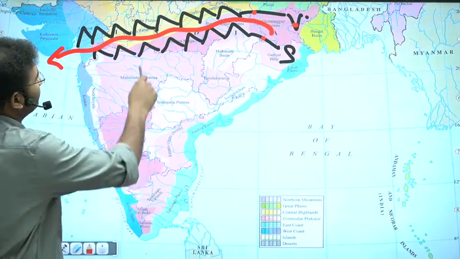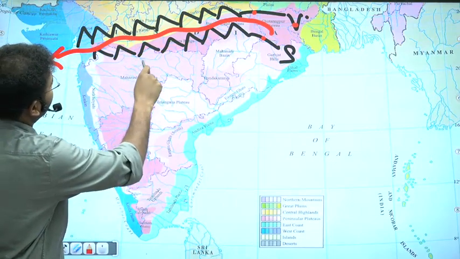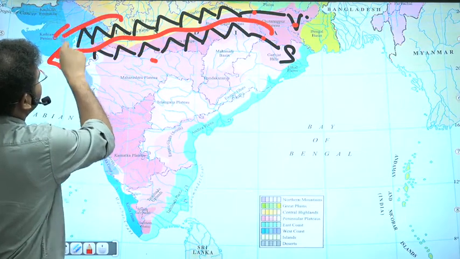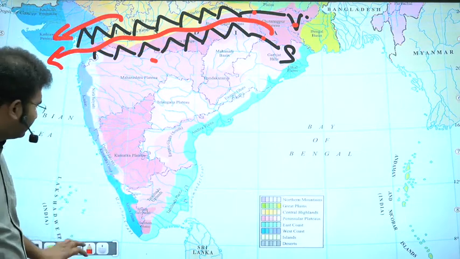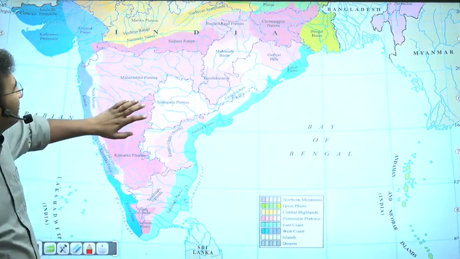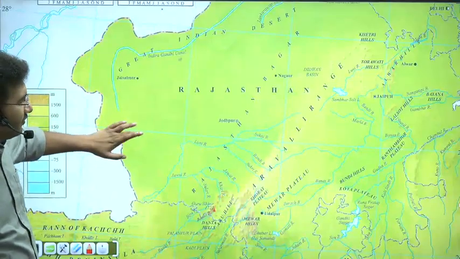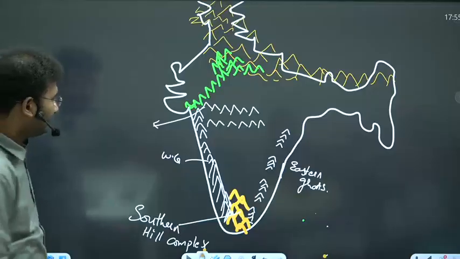Narmada, Tapi, Mahanadi, Tapi. It is north of this. Mapping we'll do in a very detailed manner, so don't worry. So whatever I tell, just focus on that.